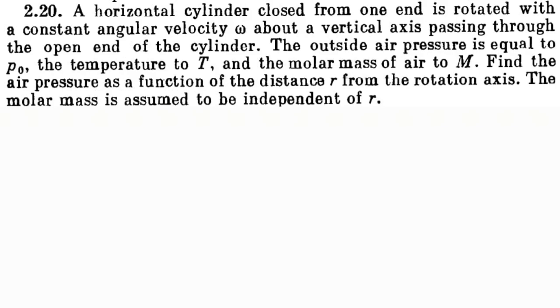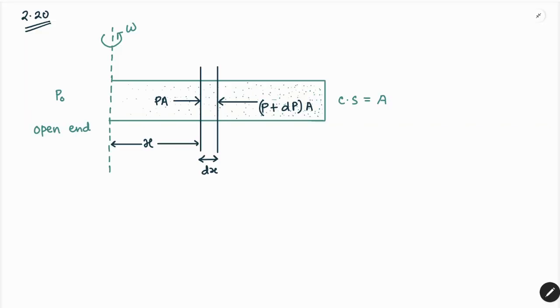So let us begin this problem by first of all drawing a diagrammatic situation. We can consider the diagrammatic aspect of the problem like this. So this is the open end which the problem is referring to, where the pressure is equal to P naught and temperature is T, and this is the closed end, and the entire tube is of cross section area A, and this is held horizontally and rotated with angular velocity omega.